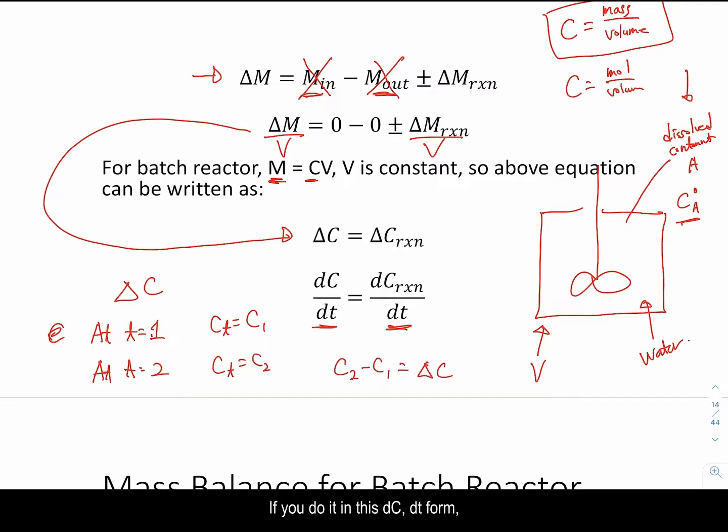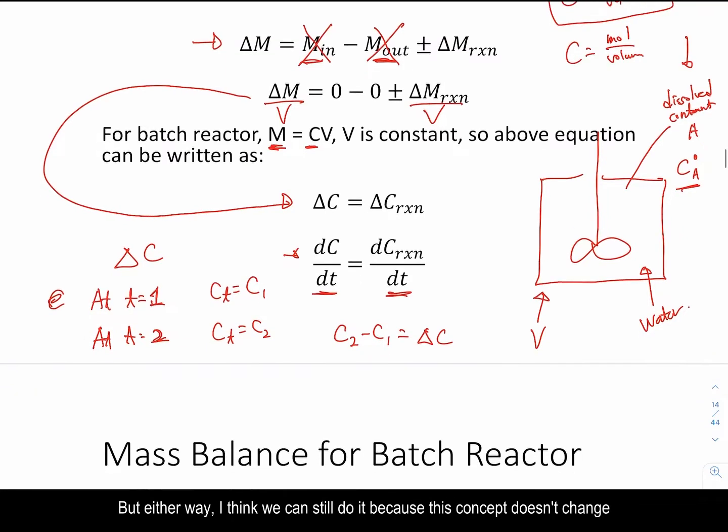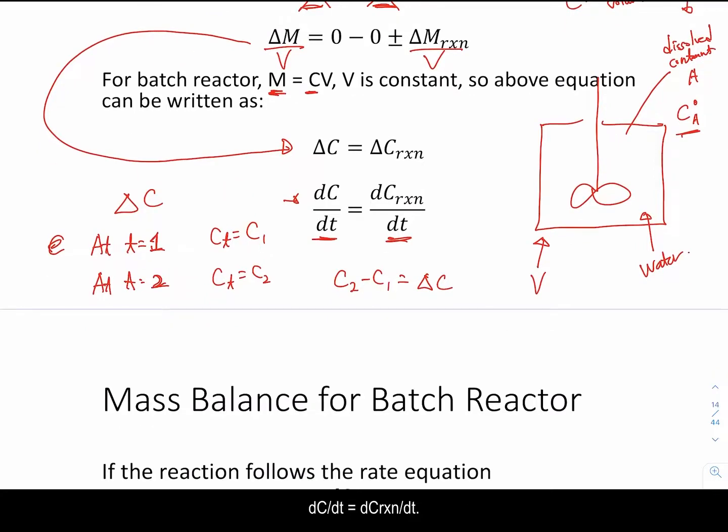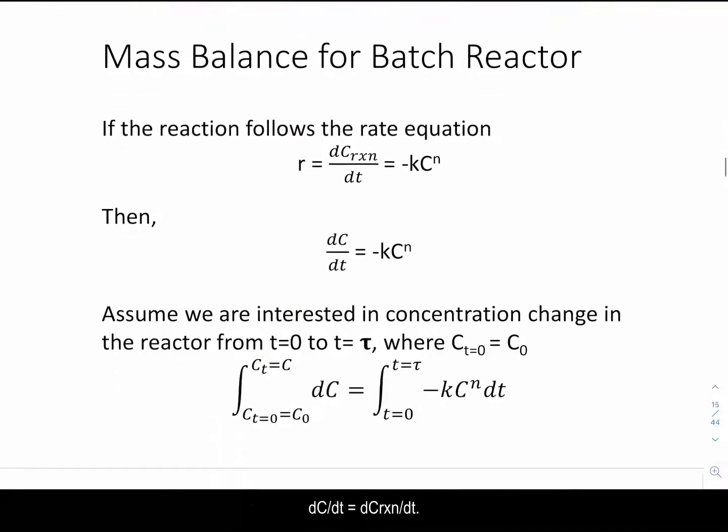But if you do it in this dC dt form, that's infinitesimally small form, right? So we are not making it as T1 and T2 here, but it's a very finite form, okay? But either way, I think we can still do it because this concept doesn't change, okay? So dC over dt equal to dC reaction over dt.